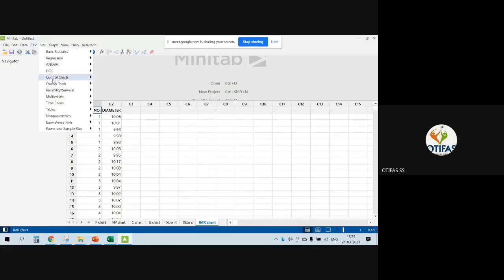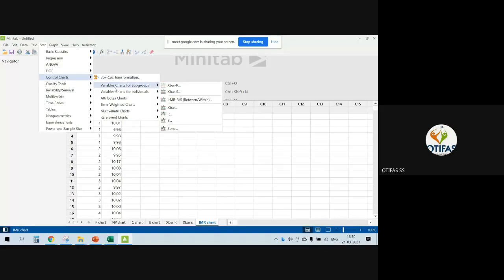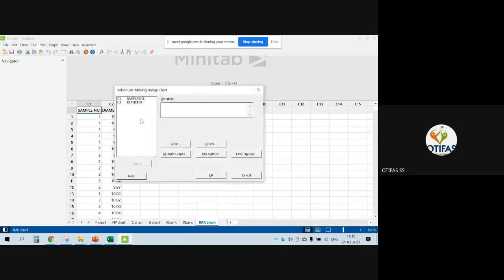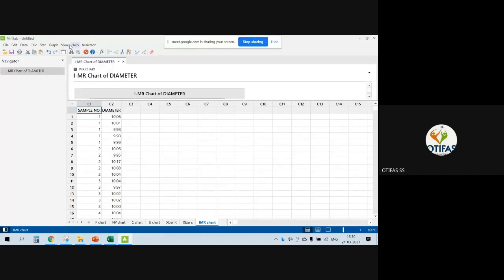Let's go. Stat, control chart. Now what is the control chart, variable or attribute? Variable. Now in the variable, individual or subgroup? Individual. We are going to do it individual. Okay, IMR. So see, stat, control chart, variable: two types of control chart, variable for subgroups, variable for individuals. So in the IMR, let's go. Now here we'll put the diameter, double click and then we'll put it. Now see, we'll get two graphs.